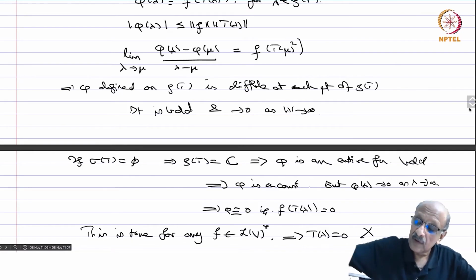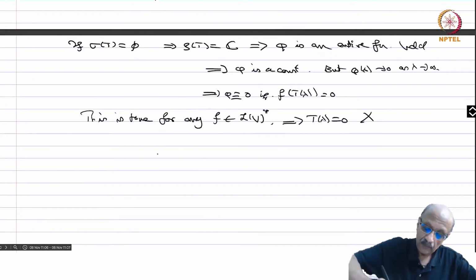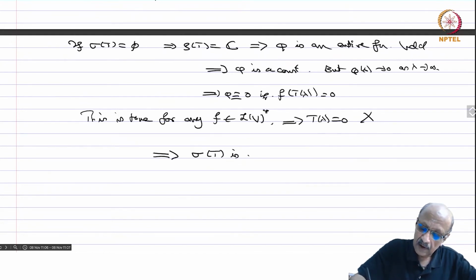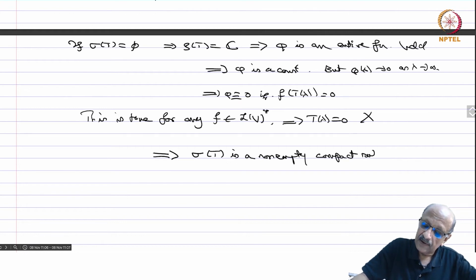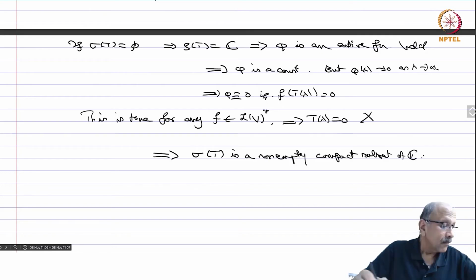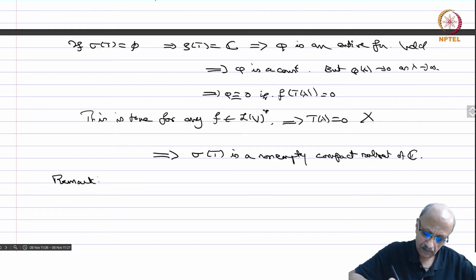Okay, so this implies that sigma T is a non-empty compact subset of C. So remark, so C is important.